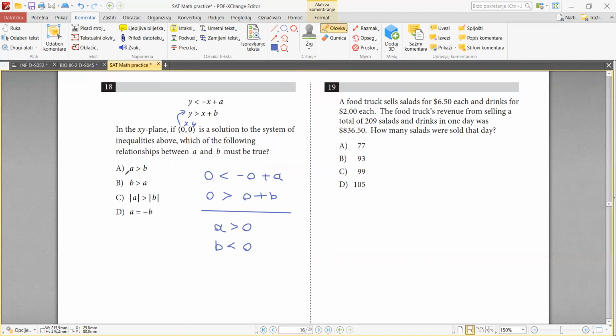So what must be true is answer marked as A. A is then definitely greater than B. Any positive number is always greater than any negative number.